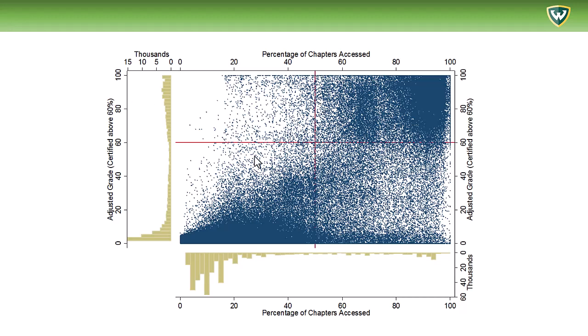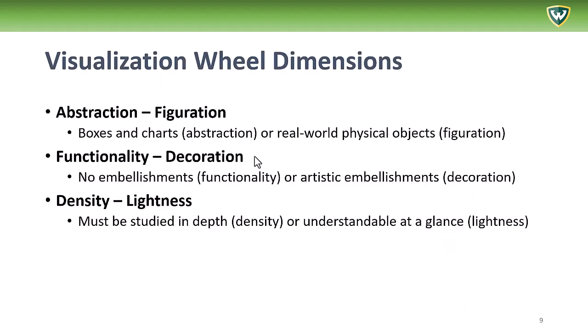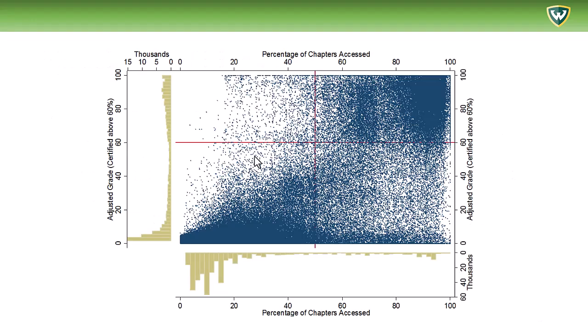So is this more abstract or more figuration? I think it's clearly more abstract, right? There's no actual person being illustrated here or chapters. Functionality or decoration, more functional. I also see almost zero decoration. It is just focused on the functionality of showing this pattern.